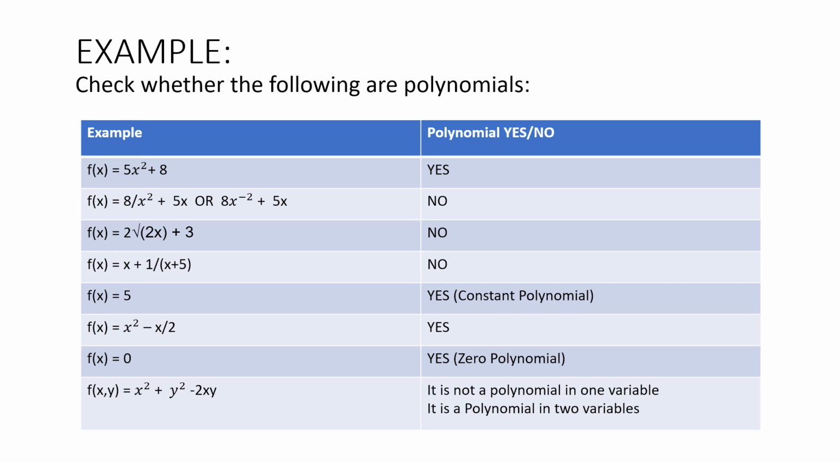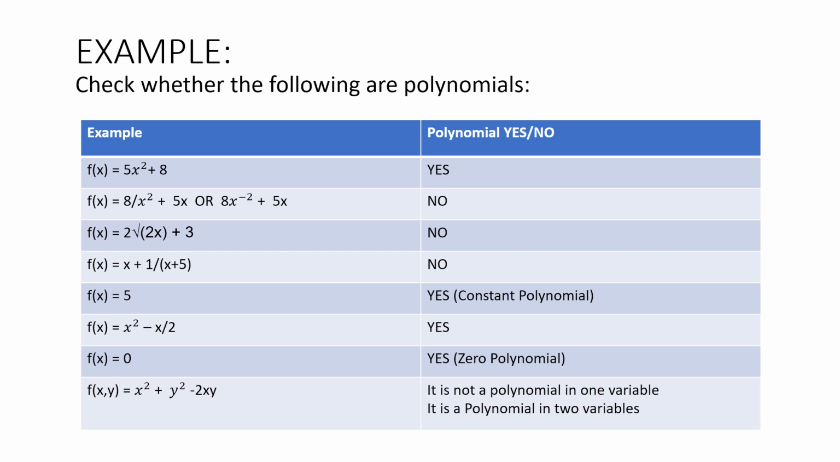It is not a polynomial because the power of x is minus 2 and the power of x can only be 0, 1, 2, 3. It can be a whole number only. It cannot be a negative integer. So, it is not a polynomial. Third one, fx is equal to 2 into root of 2x plus 3. Again, this is not a polynomial because root of 2x means root 2 into root x. Root x means the power of x will become half. It is not permitted. Next one, fx is equal to x plus 1 upon x plus 5.